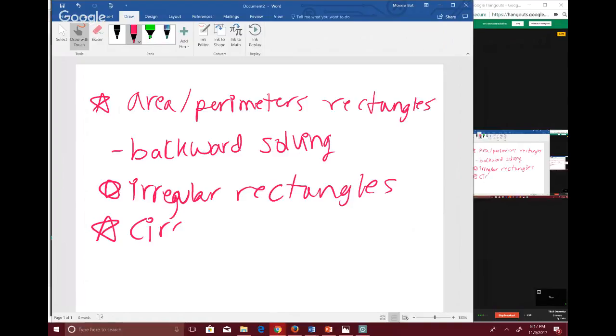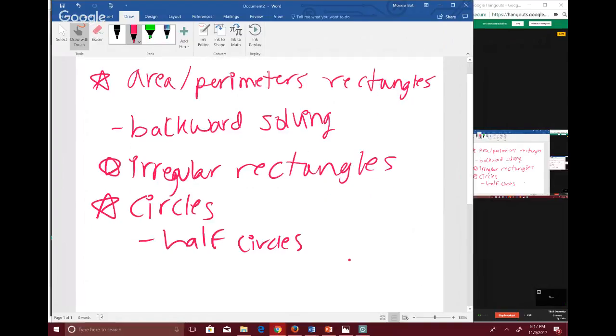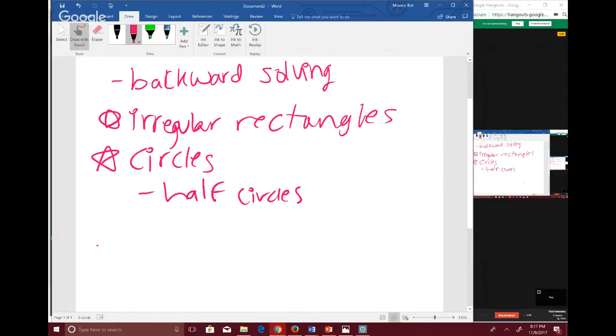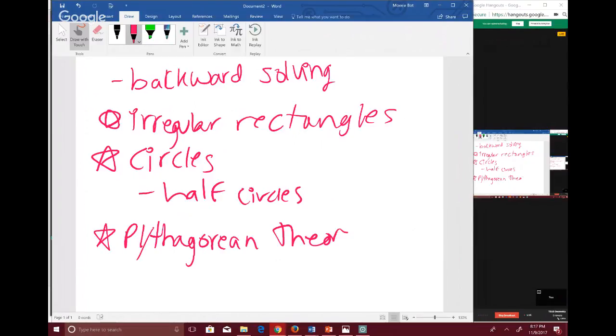We will then talk about circles. And as a subset to that, and something I normally don't cover within the live class because I cover it in an additional class later, is the idea of half circles and how the equations work for those, as well as one more concept that I usually don't get to, which is the Pythagorean theorem. And that has to do with right triangles.